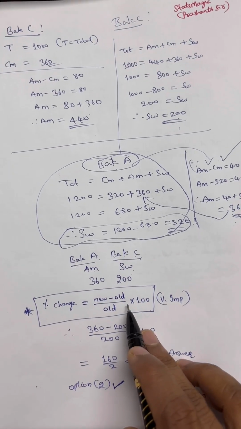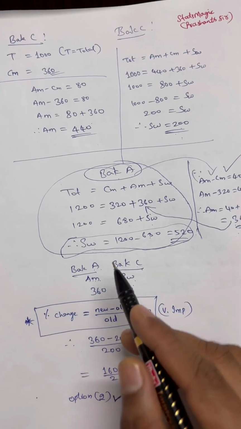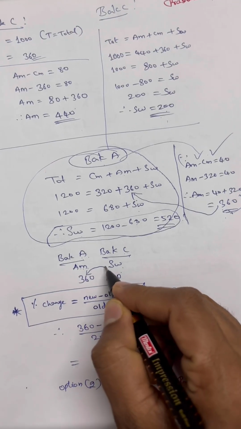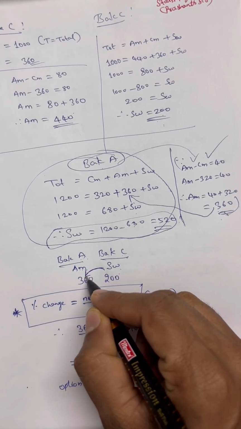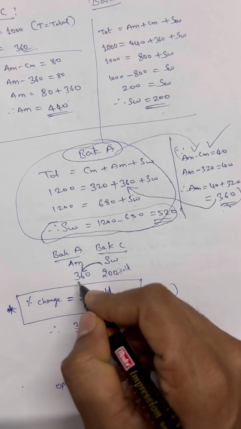Percentage change is, this is an important formula, always new minus old by old. Here there is no new and old. But what they are asking is, from 200 to 360, what is the percentage increase? How much more is it? How much percentage more they are asking? Then this becomes old and this becomes new.